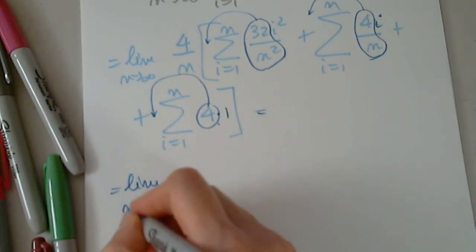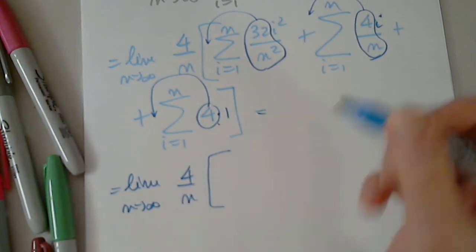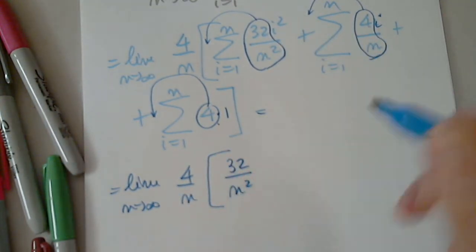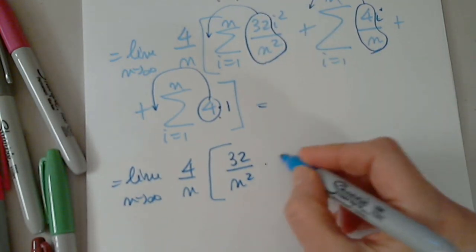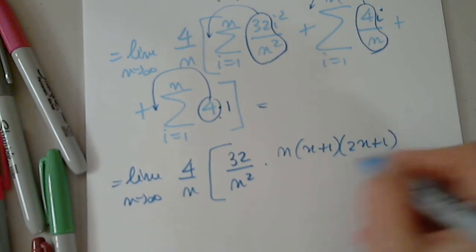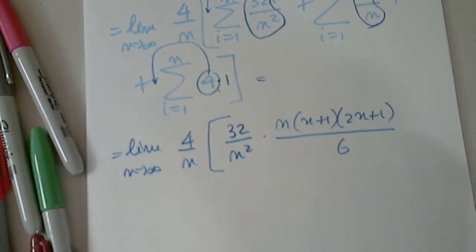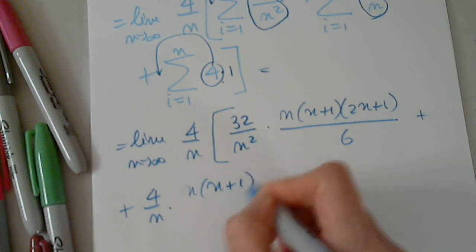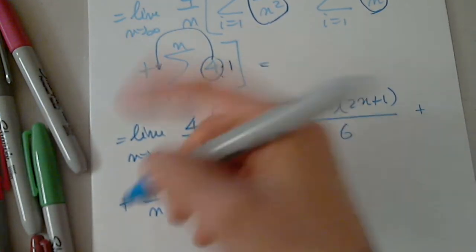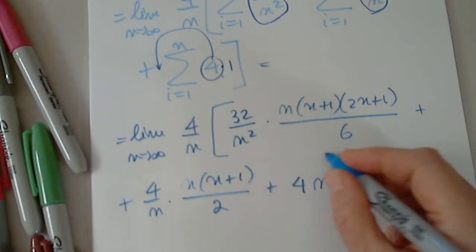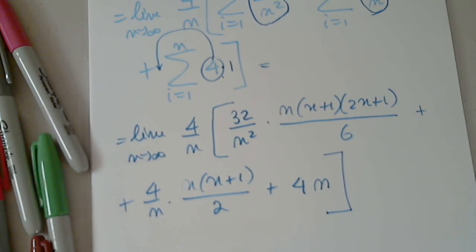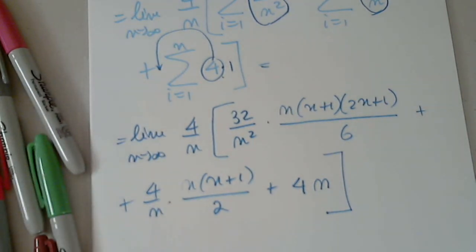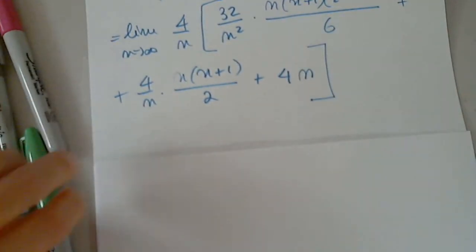So this is limit as n approaches infinity, 4 over n. This is 32 over n squared, and the remainder is summation of i squared. Well, I know what that is, n plus 1, 2n plus 1 divided by 6. Proved a few minutes ago, plus. Put in front 4 over n, and I know the sum of i is n plus 1 divided by 2. Plus, I put 4 in front, and the summation of 1 is n. Far from over, but much cleaner. All the summation notations are gone. I replaced them with identities. It's a long procedure, as you see.